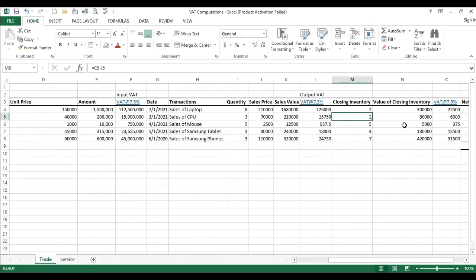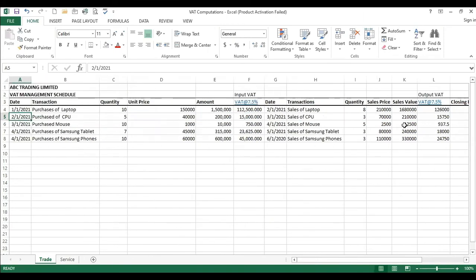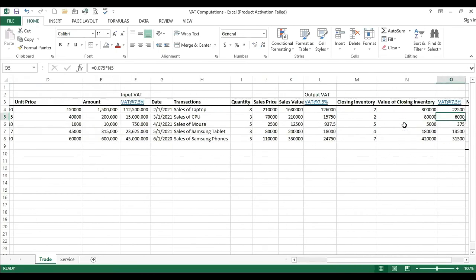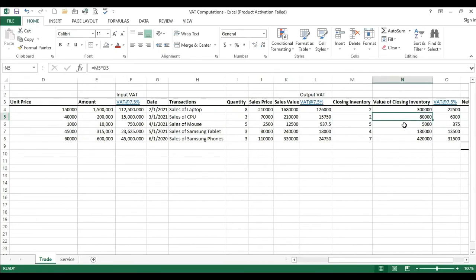Then the closing inventory is 2. Of course, you can see that out of the 5 that they bought, they sold 3. So they are left with 2. You value the closing inventory appropriately, using the right valuation method. Now here we are using the quantity times the price per unit.